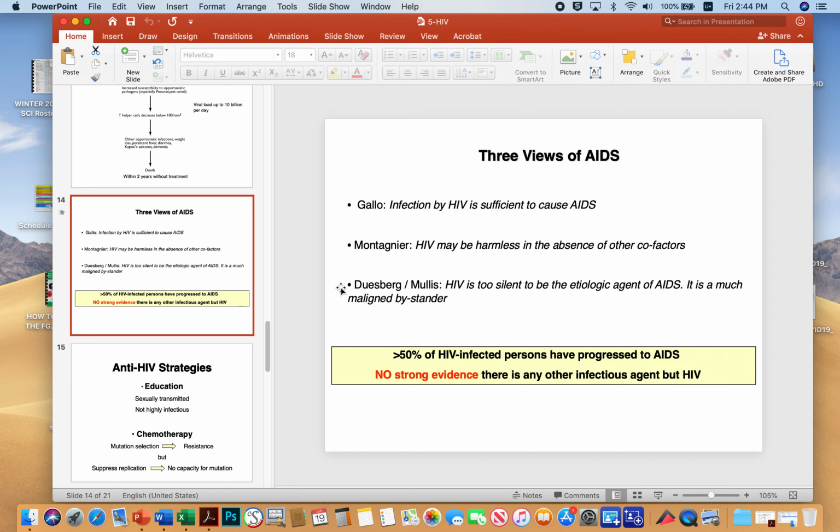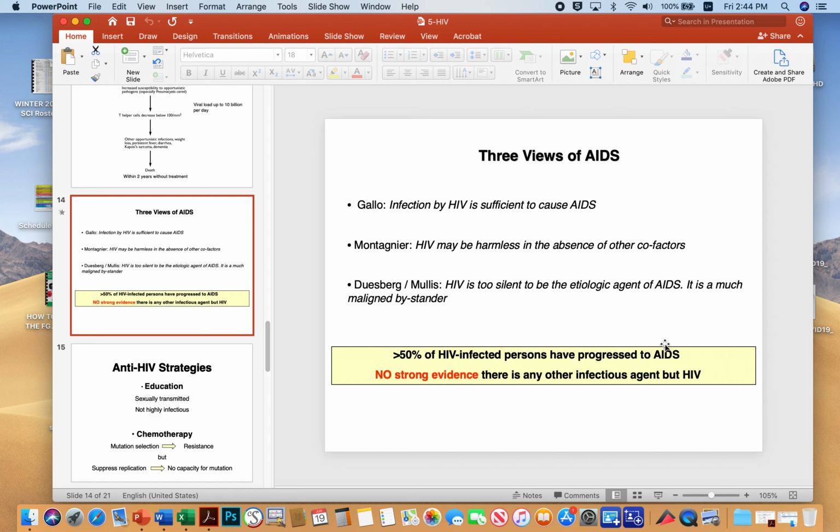And then there's a real far out version of the view of AIDS by Duesberg, who's a molecular biologist at Berkeley, and I don't know whether he's still there, but just kind of an old nut job. And then Kerry Mullis, who discovered and earned the Nobel Prize for PCR, and they believe that HIV is too silent to be the cause of AIDS, so they consider it to be a much maligned bystander. And again, I don't know.